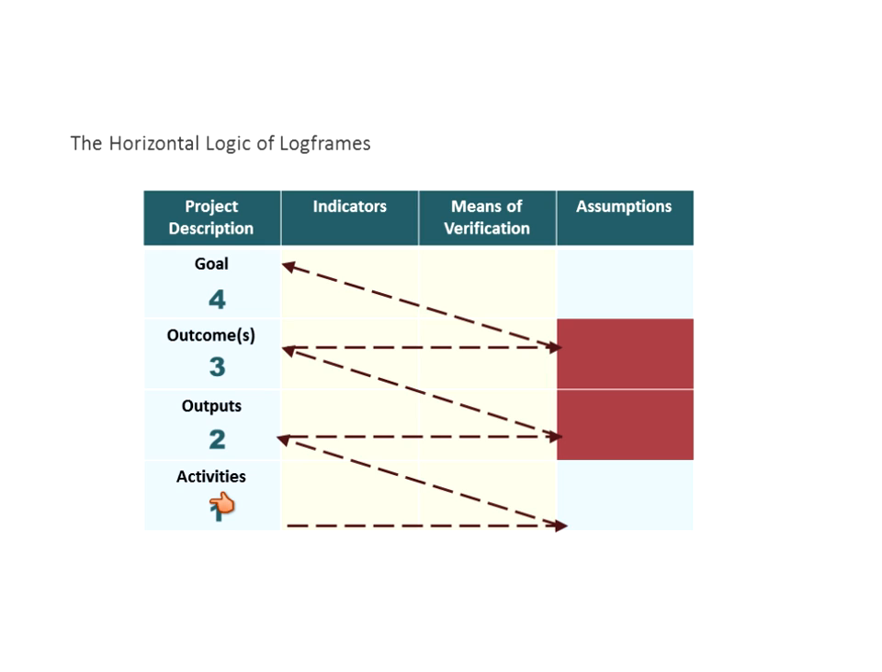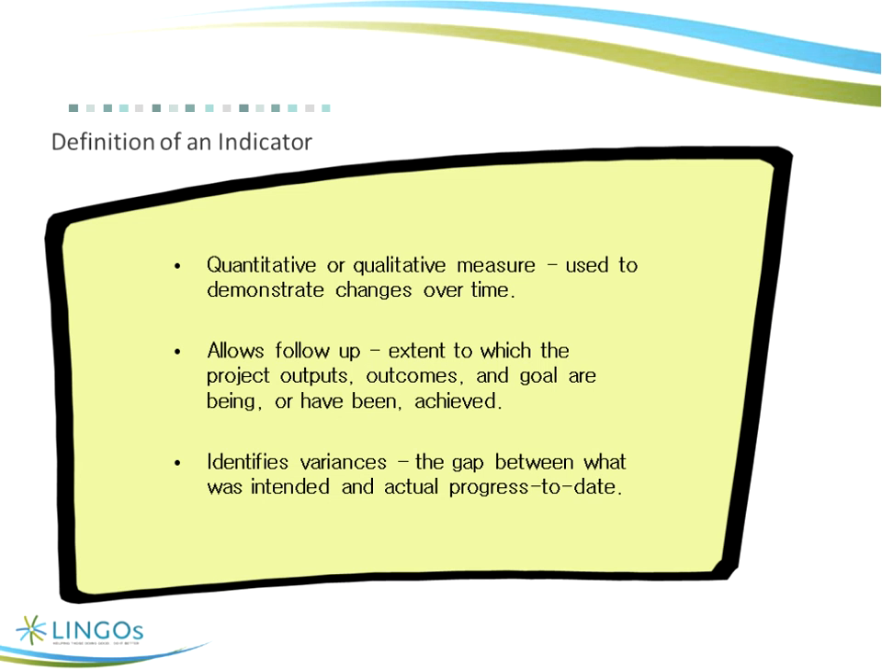So you have to say that if you accomplish your activities and your assumptions hold true, then you'll produce your outputs. If you produce your outputs, and if your assumptions at the output level hold true, then you'll contribute to your outcomes. If you produce your outcomes and your assumptions at the outcome level hold true, then you'll contribute to your goal. So that's the horizontal logic of the log frame. So you have to have both a vertical logic and a horizontal logic in order to have a complete log frame. Okay, that's the way that I look at it.